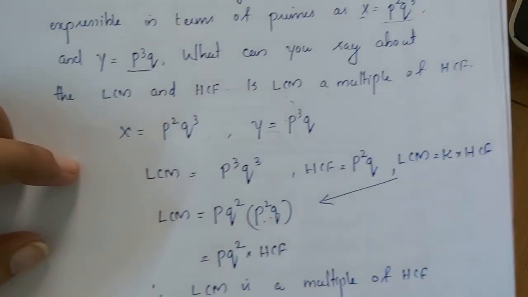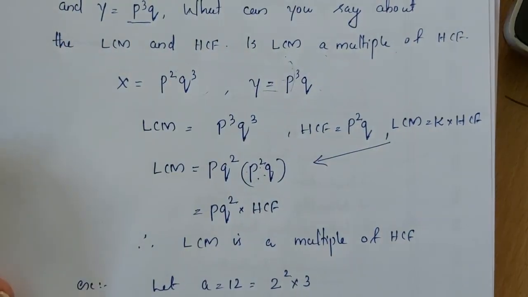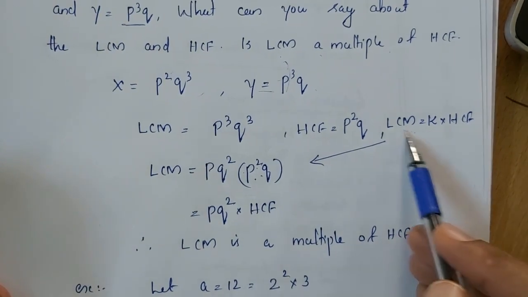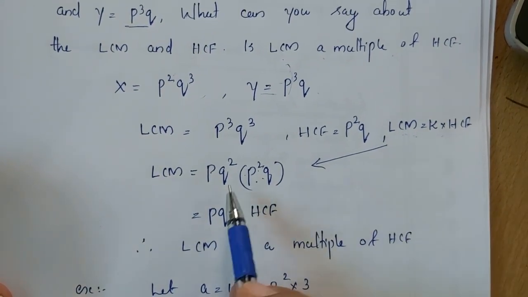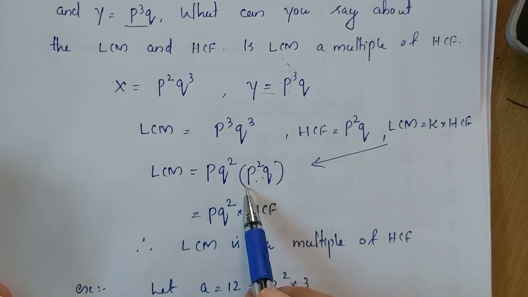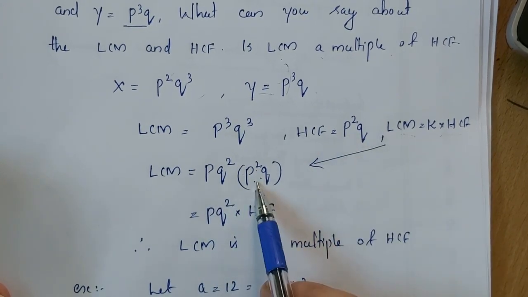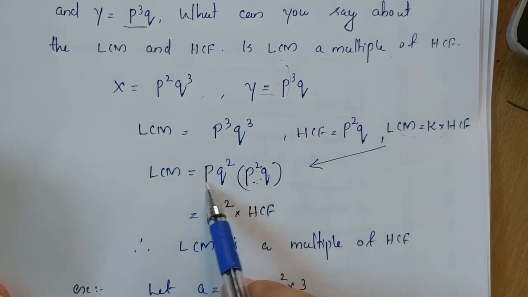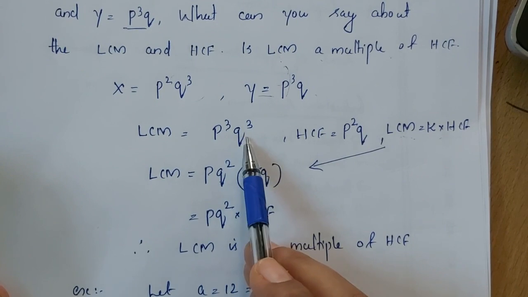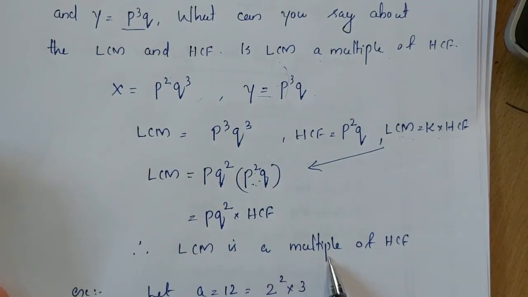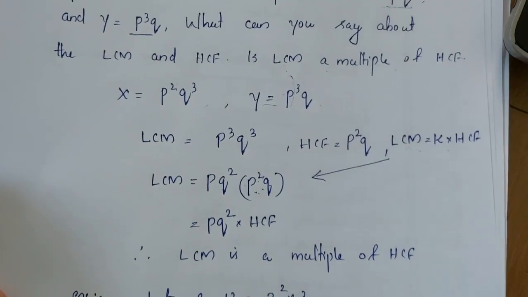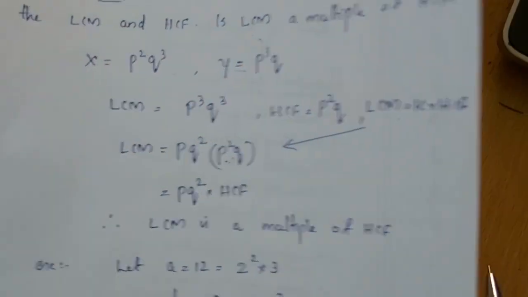Once again, we take the values x and y; the LCM has to be expressed in the form of k into HCF. It is possible in that case because p square q into p q square is equal to p raised to 3 q raised to 3. So LCM is a multiple of HCF. Let's go to the next question.